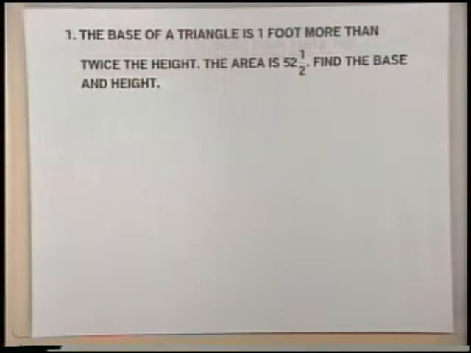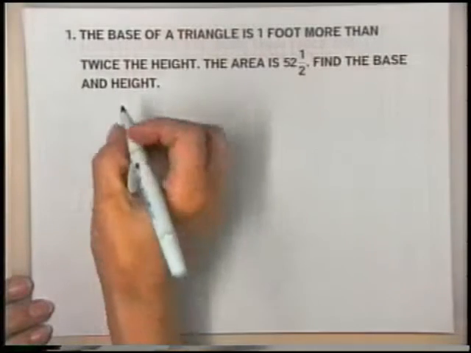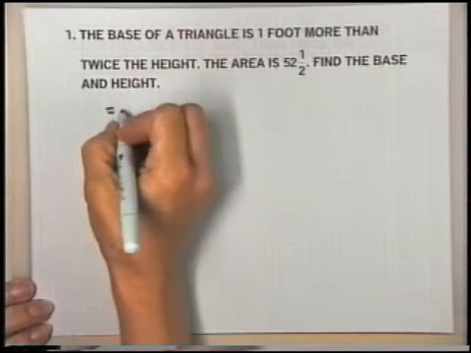Well, let's see how you did on these two problems. The base of a triangle is 1 foot more than twice the height. The area is 52.5. Find the base and height.